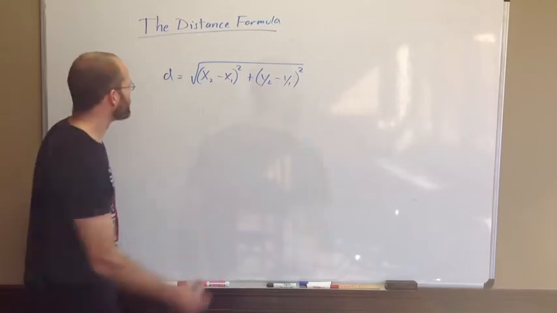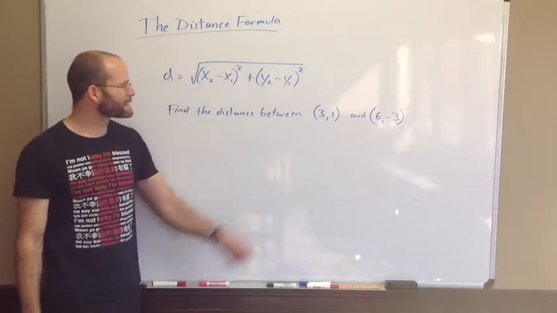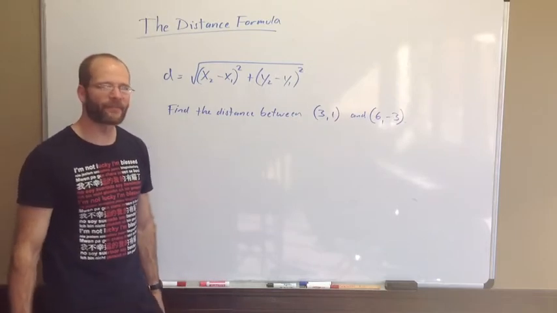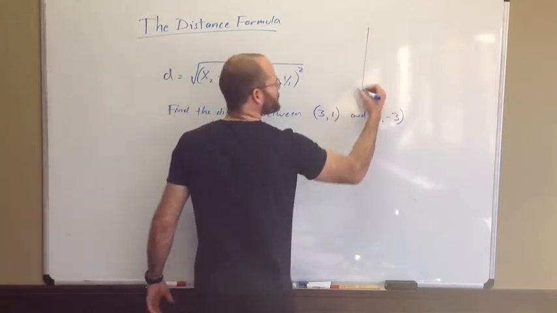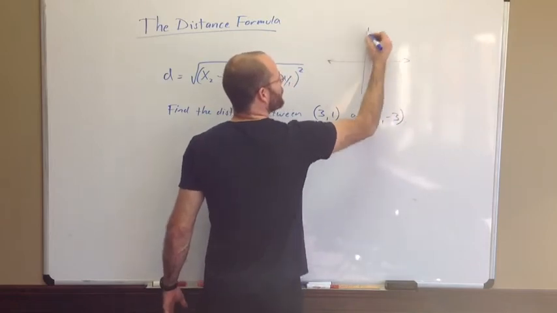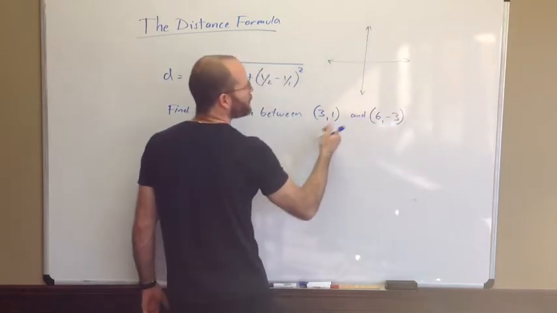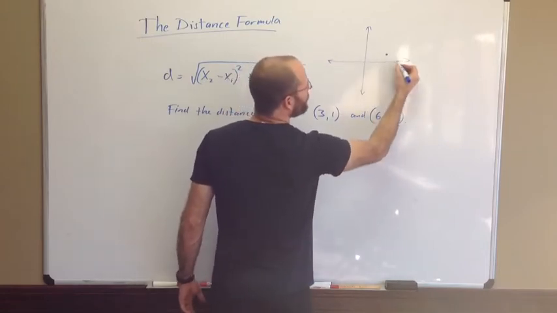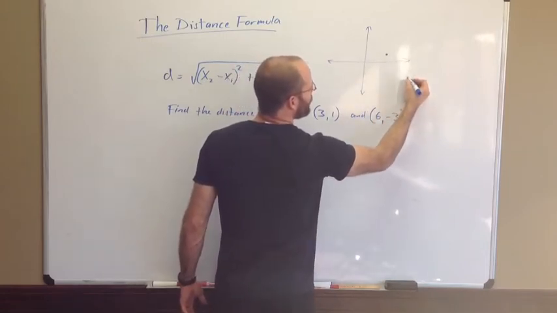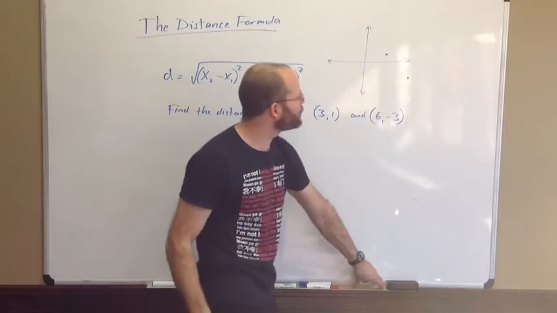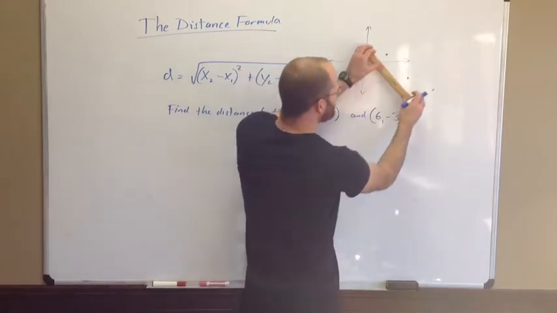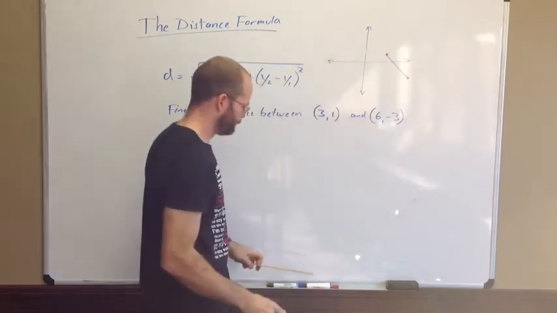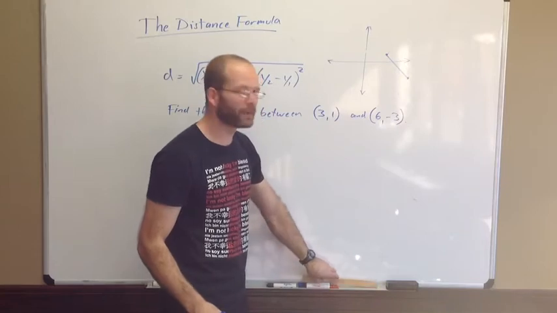Let's look at a quick example. The question says, find the distance between the points 3, 1 and 6, negative 3. Let's take a quick look at the graphical representation in the coordinate plane so we have an idea of what it is we're looking for. The point 3, 1 is somewhere in this neighborhood, and 6, negative 3, probably somewhere in that neighborhood. So we want to know the exact distance between those 2 points.